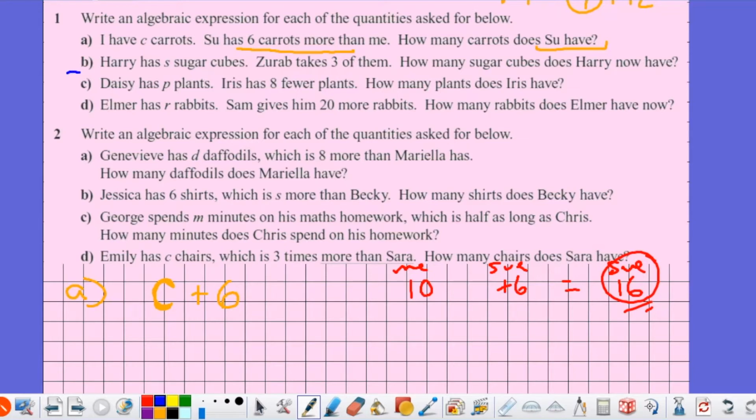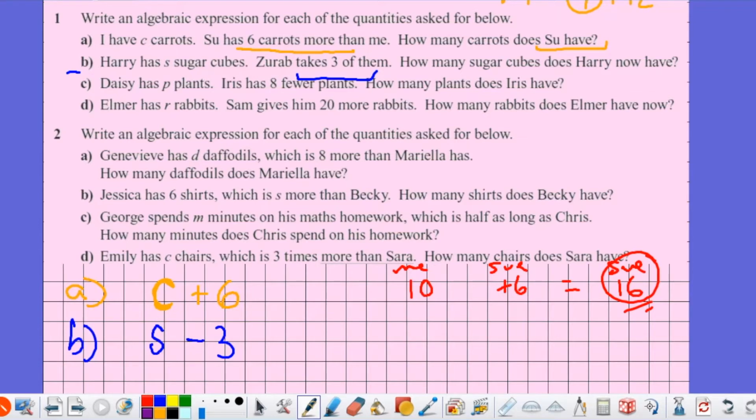Question B. Harry has S sugar cubes. Zurab takes 3 of them away. So take away 3. How many sugar cubes does Harry have now? He started with S, he takes 3 away, so that is my expression: S minus 3.